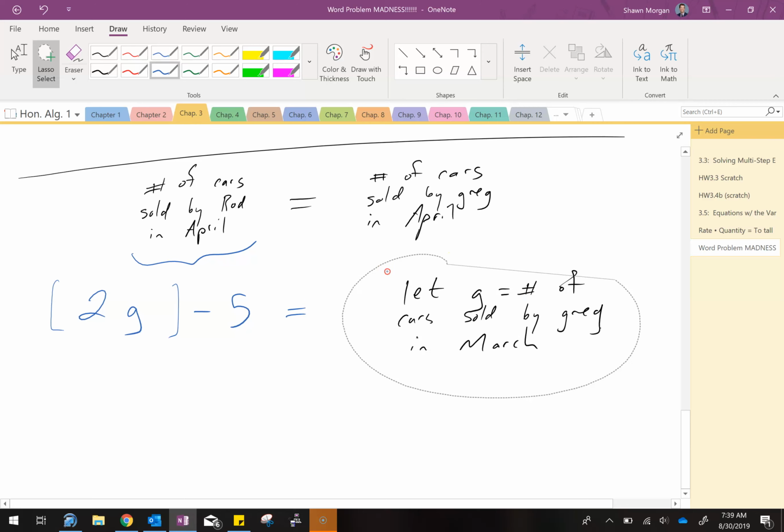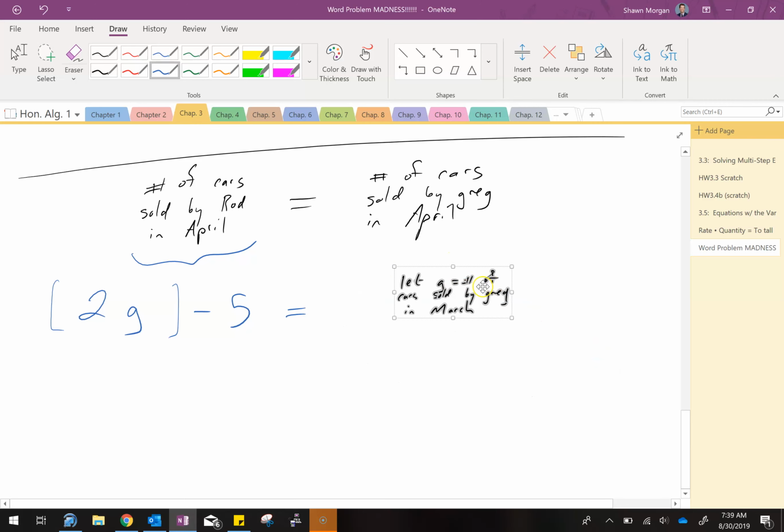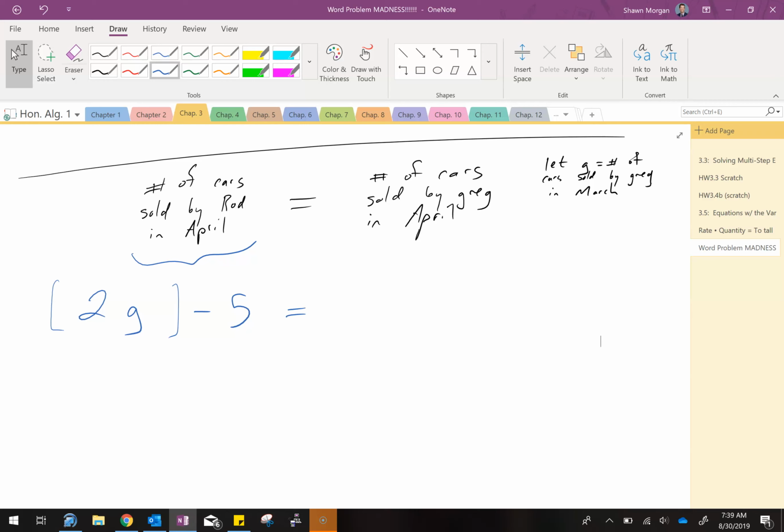So we declared our variable. That's step 3. Now we're working on writing our equation. So now I need to figure out how many cars Greg sold in April. All right, it says, this is the second part of the second sentence, Greg sold 3 more cars than he did in March. How many did he sell in March? No, how many did he sell in March? 3 less. No, how many did he sell in March?